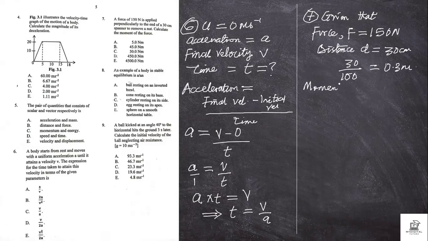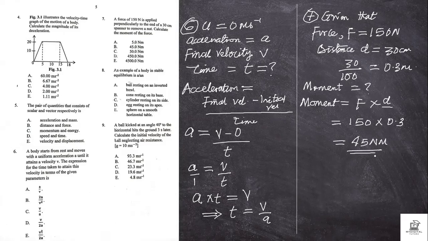So the next thing, we are asked to calculate the moment, right? That's what we're looking for. So moment of a force is the turning effect of that force. So moment is nothing but force multiplied by the perpendicular distance. So that will be equal to 150 multiplied by the distance, which is 0.3. That will give us 45 Newton meters. I hope this is understood.